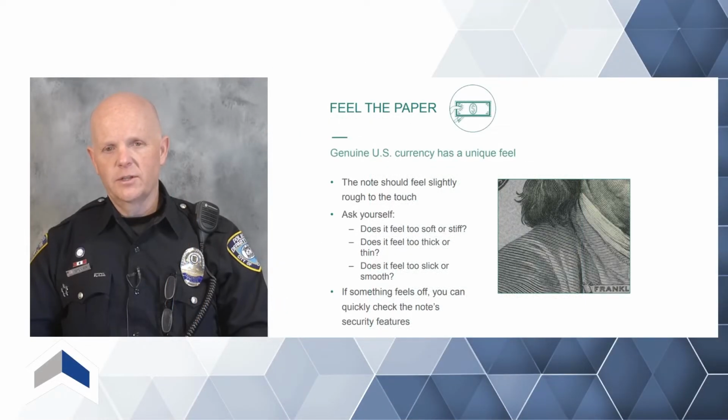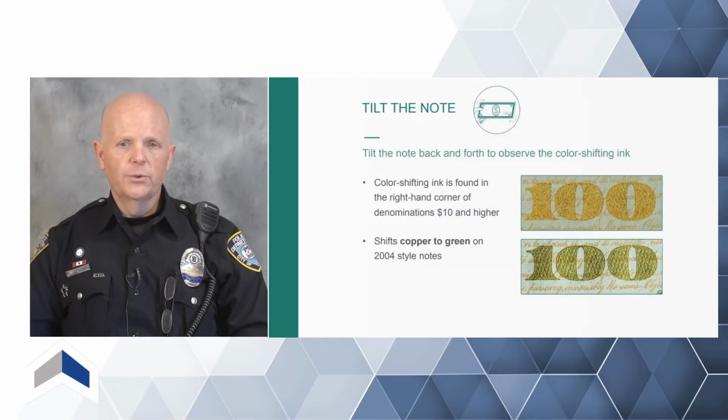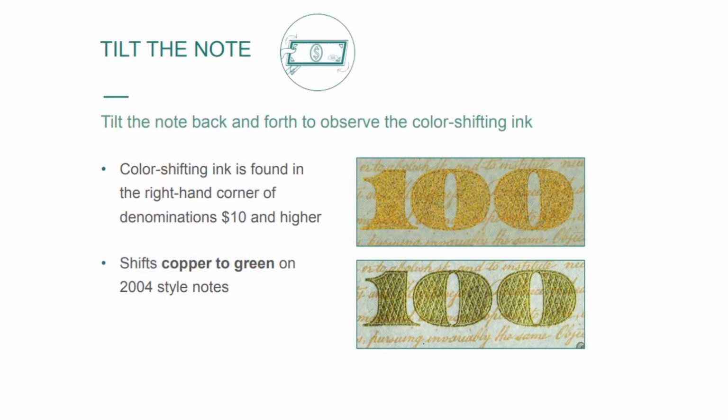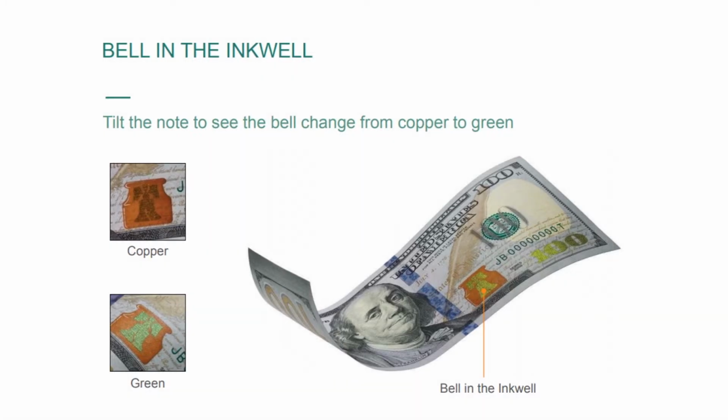So if any of that stands out to you, that's where you want to start to look at the security features. All of our currency has this color shifting ink. If you turn it in the light, just a quick shift of the note, the ink colors are going to change from that copper color that you see in the top photo to the more green. This is going to be on denominations of 10 or higher. Also on the $100 bill here, the ink in the inkwell at the bottom of the note is going to have that same shifting from copper to green.